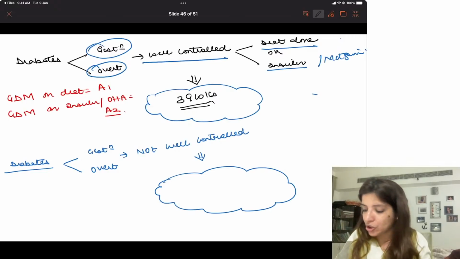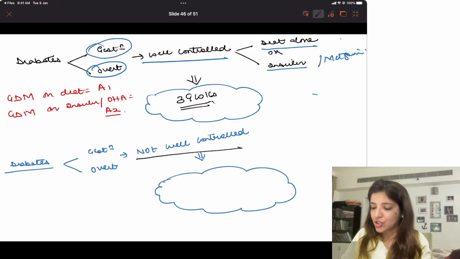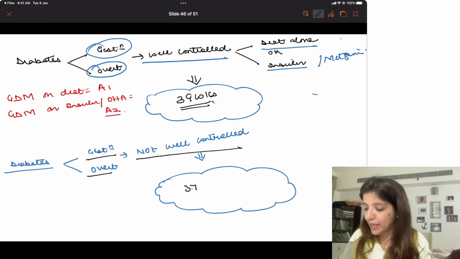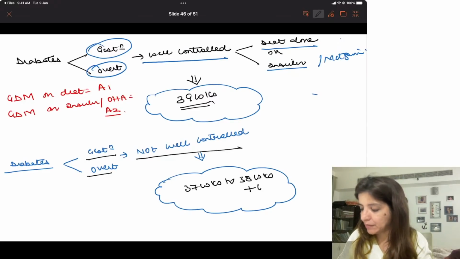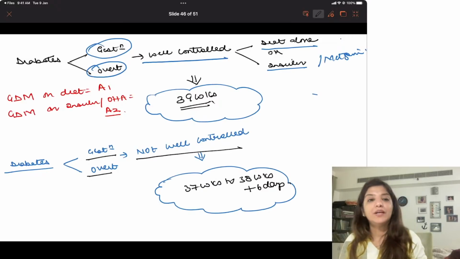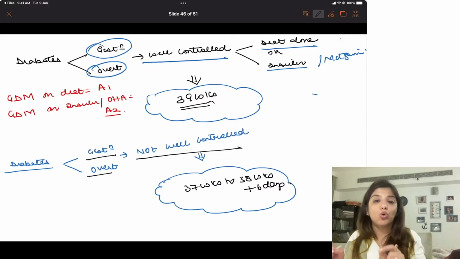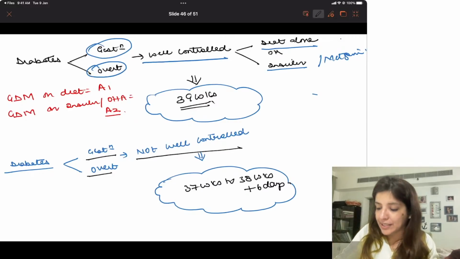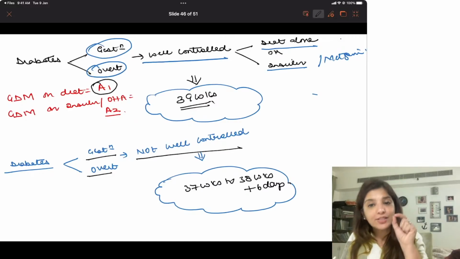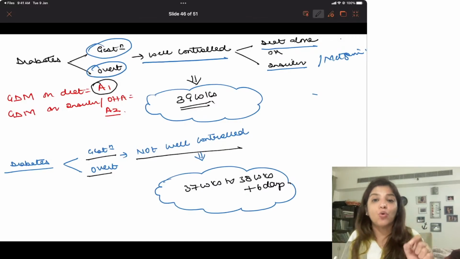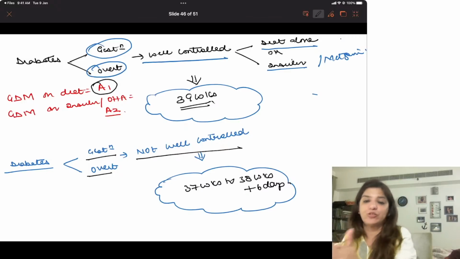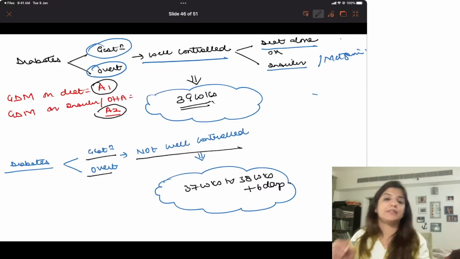And if diabetes is not well controlled, whether it is gestational or overt, then it has to be done between 37 weeks to 38 weeks plus 6 days. Right? Remember, a gestational diabetic patient controlled on diet, that is A1 diabetes. A gestational diabetic patient controlled either on insulin or metformin is A2 diabetes.